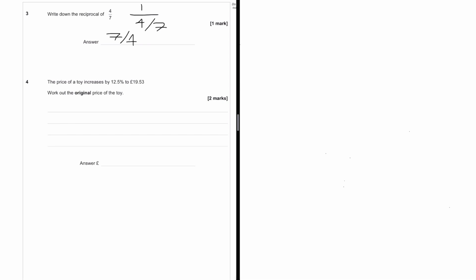So for question 4, the price of a toy increases by 12.5% to £19.53. Work out the original price of the toy. So to do this, what we're basically saying is we have some value y, and when we add 0.125 of that value on, we get 19.53.